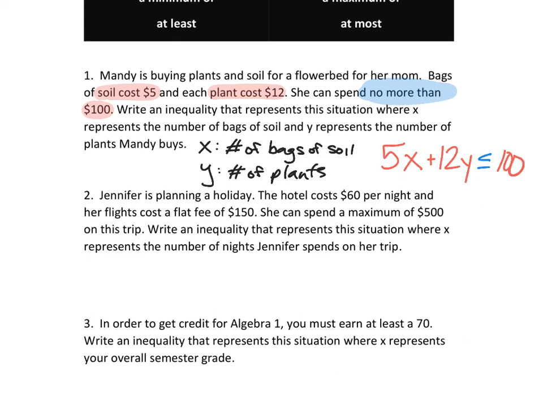Mandy only has $100 in her pocket. She can spend up to $100. No more than $100. She can spend 99, 98, 97, 96, all the way down, smaller. She can spend exactly $100, but she can't spend 101. What about 150? Still too much. She only has $100 in her pocket. She can't spend more than that.